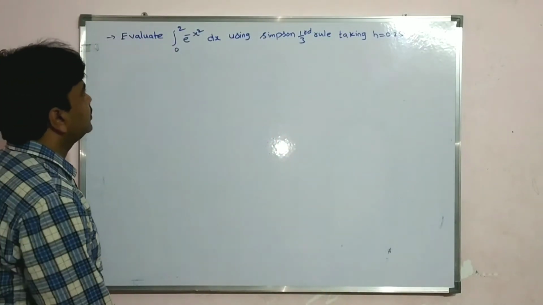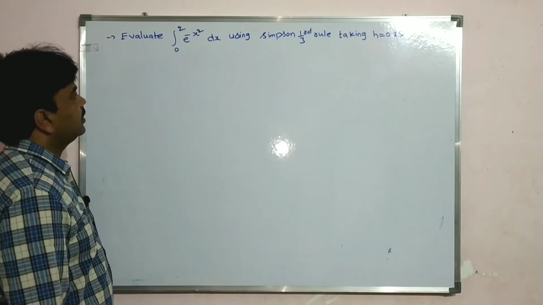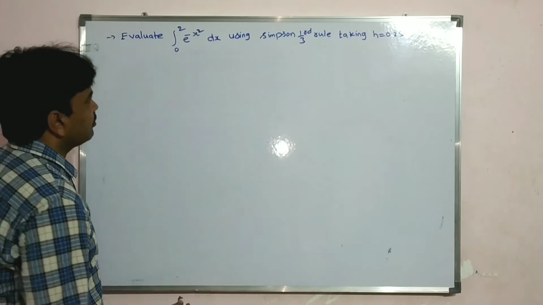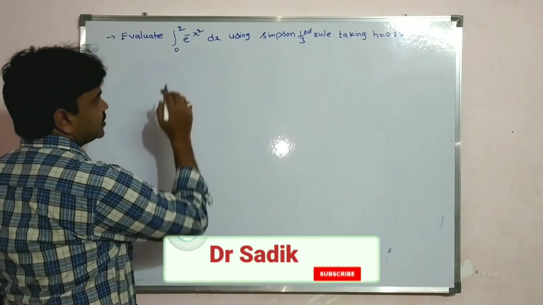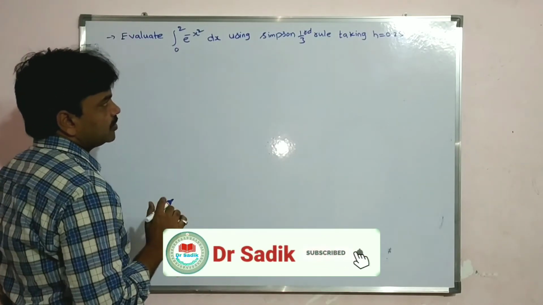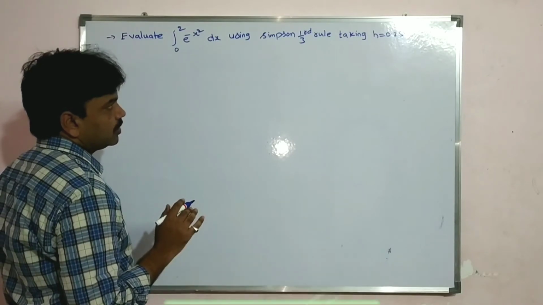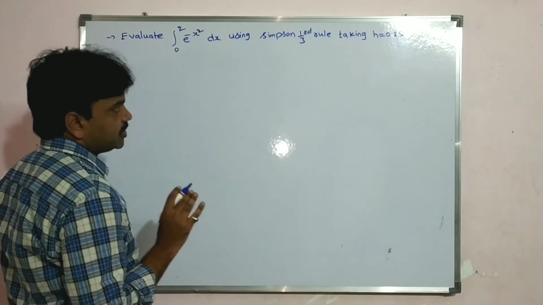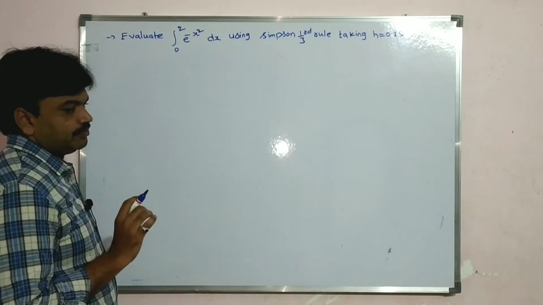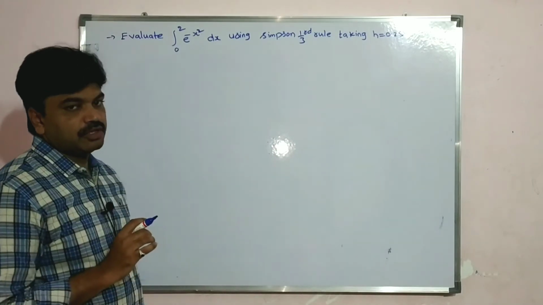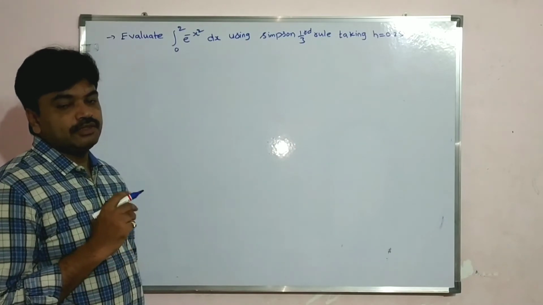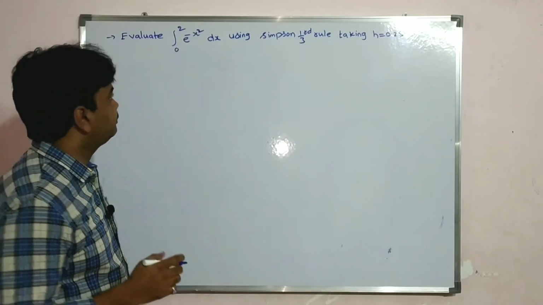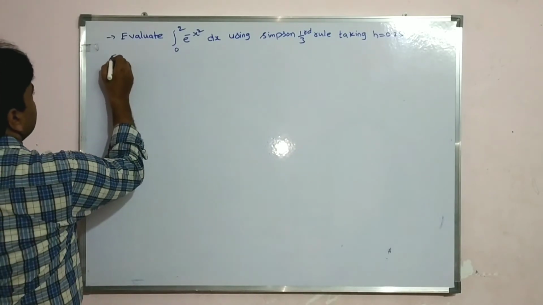Evaluate integral 0 to 2 e power minus x square dx using Simpson 1/3 rule, taking h is equal to 0.25. This is a very important problem, students, because it is a previous year JNTUK examination question. So prepare carefully, students. Right, solution.